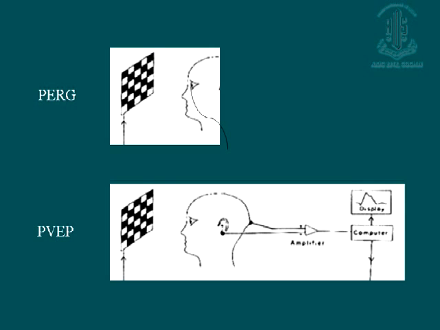You need to understand pattern ERG is a locally recorded stimulus potential. The recording is done from the ocular surface itself, whereas in a pattern VEP you're recording from the occipital cortex, in the region of the occipital cortex. So the pattern ERG will give you a more local response from the retina itself, whereas the pattern VEP will give you some idea about the visual pathway.